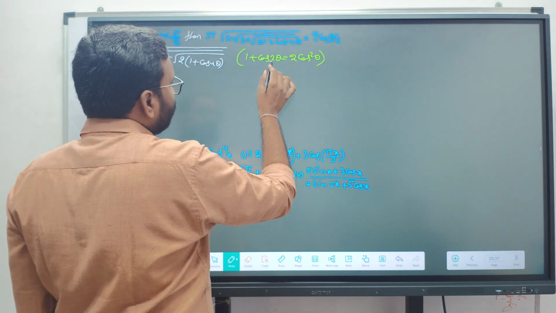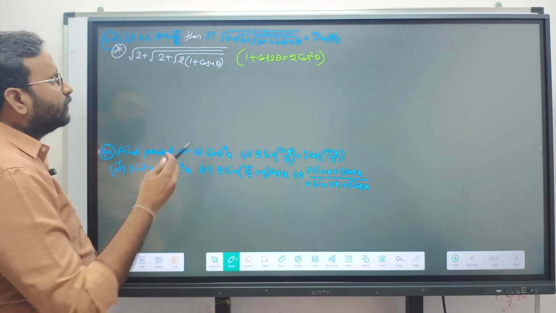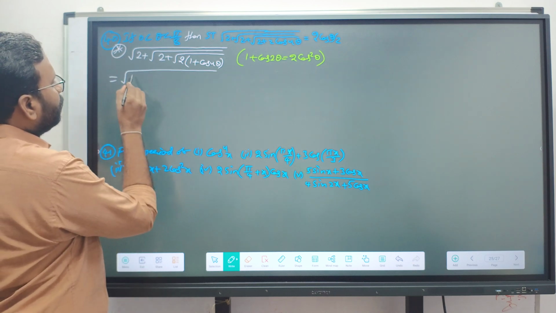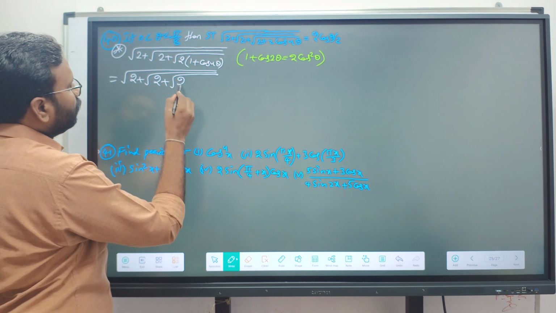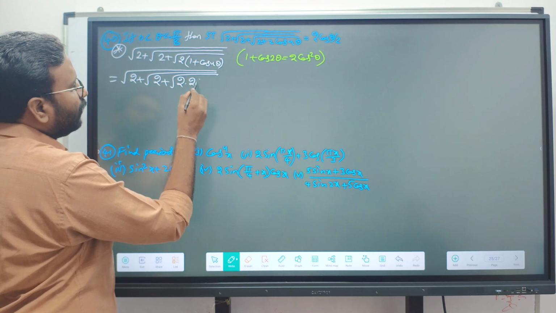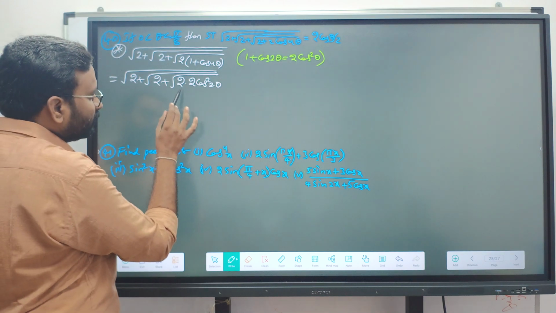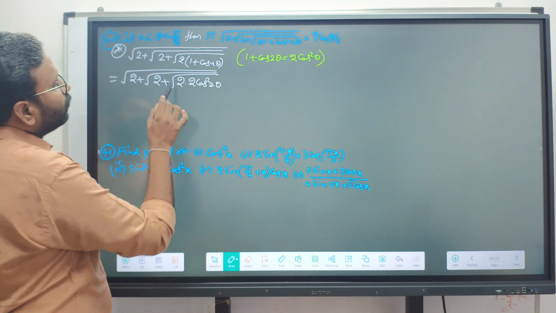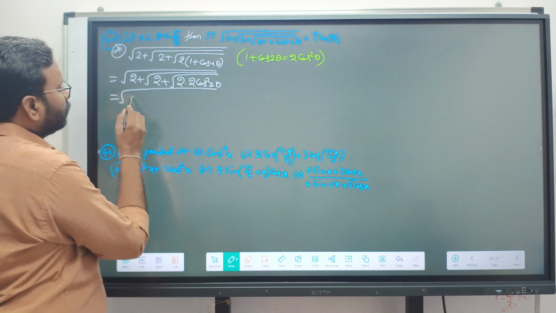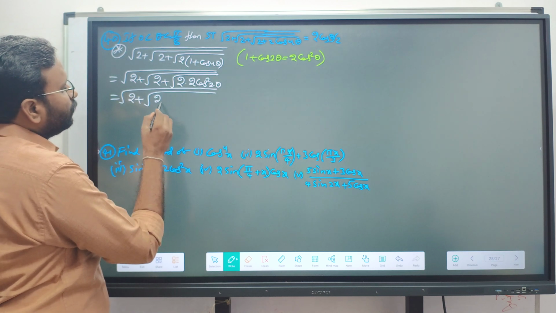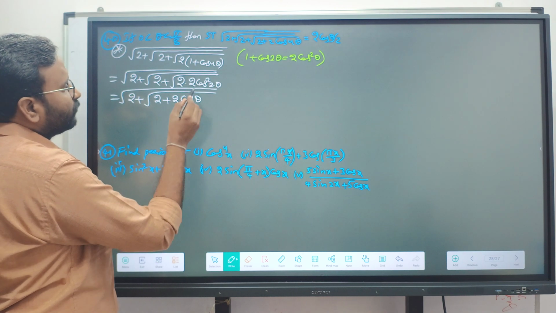If you take theta, it becomes theta by 2; 2 theta becomes theta; 4 theta becomes 2 theta; 8 theta becomes 4 theta, half of the angle. Now, this is equal to root over 2 plus root over 2 plus root over 2 into 1 plus cos 4 theta, which will be 2 cos square 2 theta. Half of the 4 theta will be 2 theta. Again, root over 2 square is 2, cos square means cos 2 theta. So this is equal to root over 2 plus root over 2 plus 2 cos theta, since 2 square will be 2, cos square will be cos.